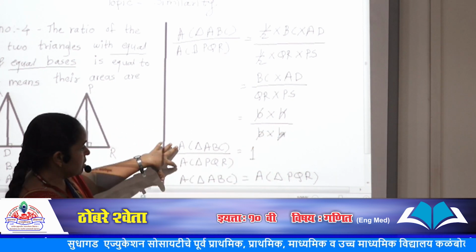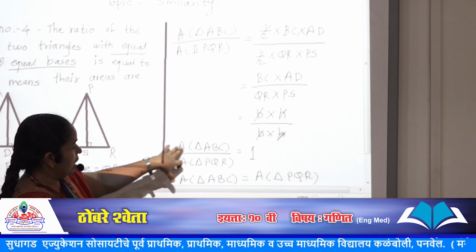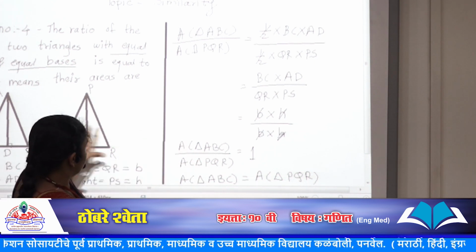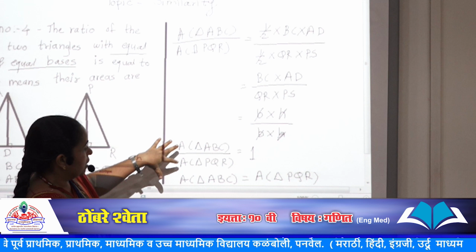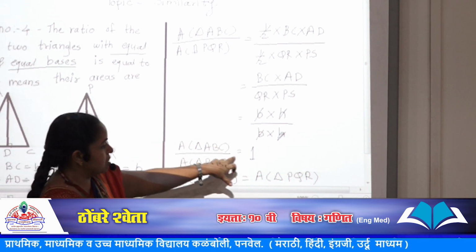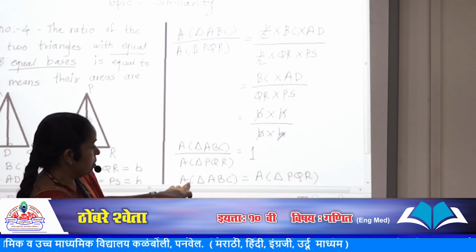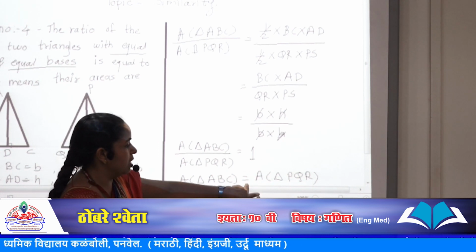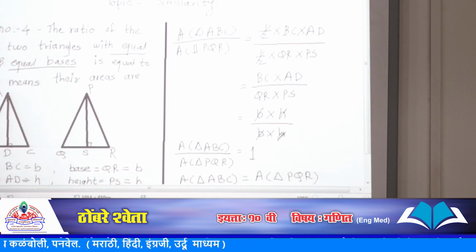1. That means what we are getting here? The area of both the triangles. If the triangles have equal base and equal height, then the ratio of the areas of both the triangles is equal to 1. That means both the triangles have equal areas. This is our fourth property which is proved.